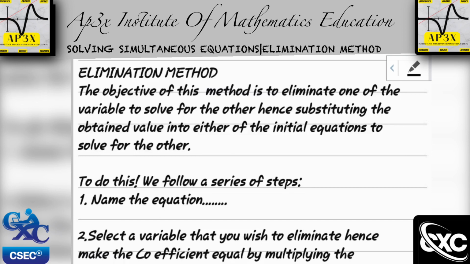So therefore, once we have obtained the value of the other, you're then going to be required to replace that value in either of the two initial equations given to you. That's the overall objective: to eliminate one variable to find the other, and when you find that value, you're going to substitute that value into either of the two equations to find the next unknown variable.